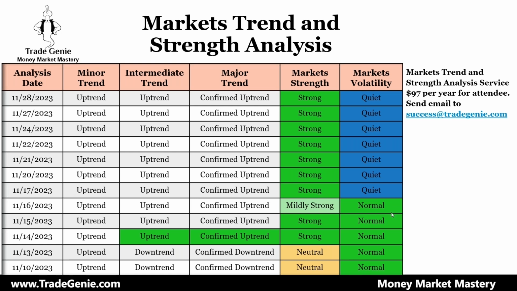And what happened, the volatility turned on 17th of November, from normal to quiet. So this is another buy signal here. The volatility turned to quiet. So when the market is in uptrend, which showed on the 14th of November, and the volatility turned quiet, this is the kind of market where a lot of money is made.